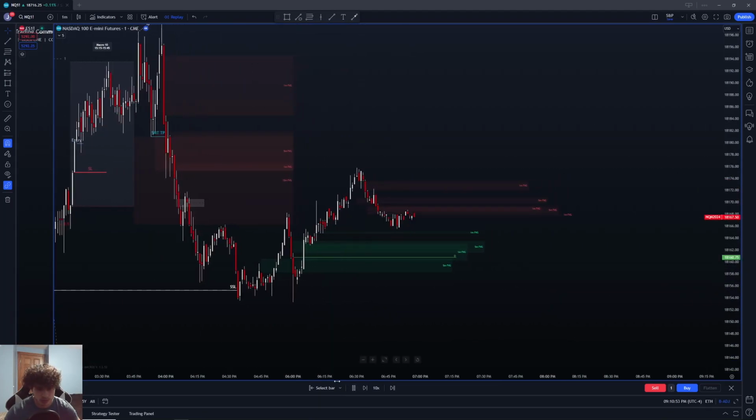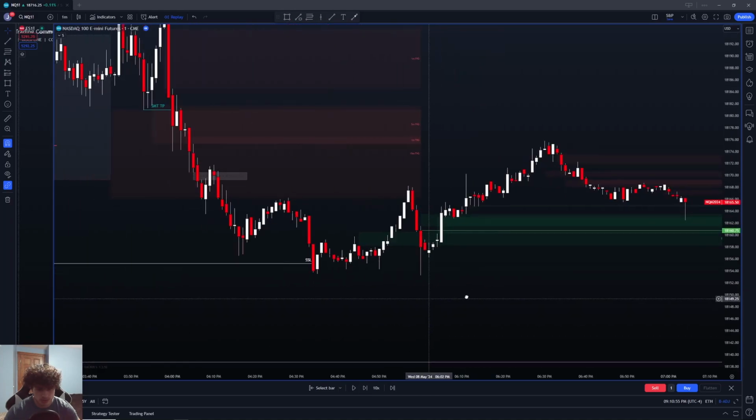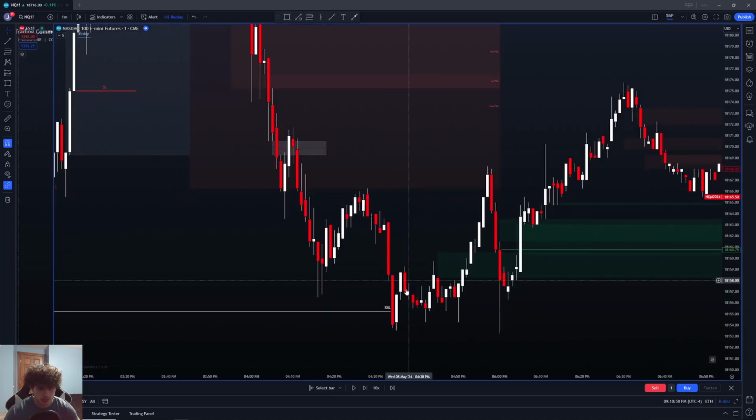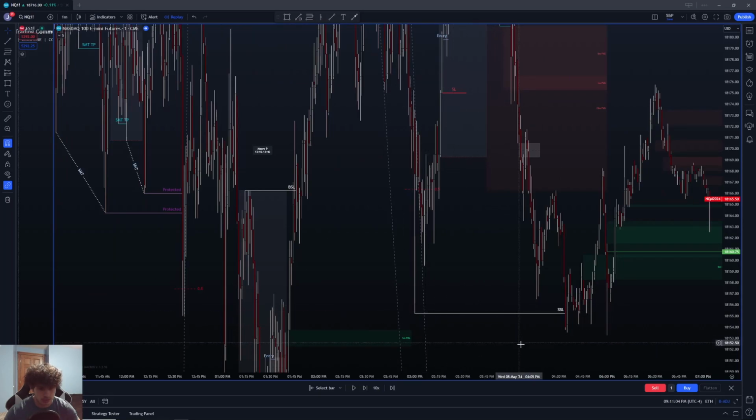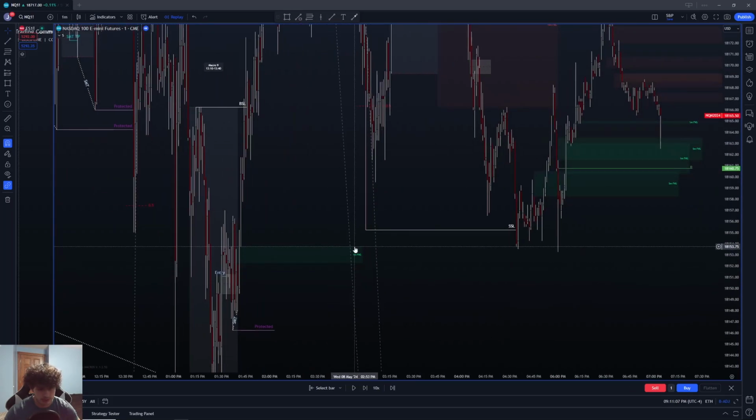This is just sort of smaller candles. You'll notice right after we took this out, we had just a bunch of small candles, right? And this kind of shows that we're done and that the final liquidity has been taken. We also tapped into this 1 minute as well, which is a form of liquidity.